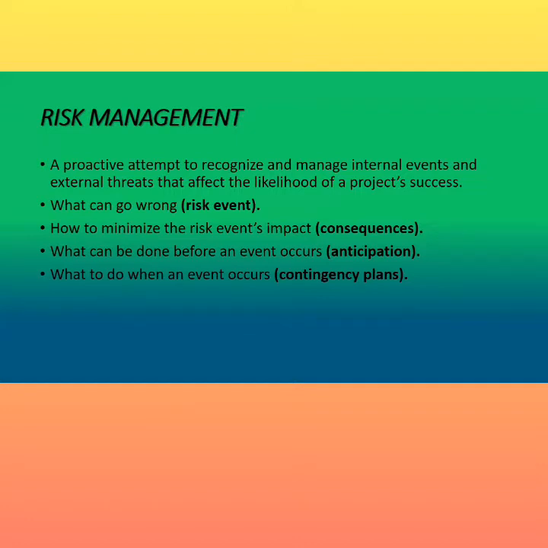So this is something like we are going to do, some scheduling of the event. And the last one is what to do when an event occurs. This one is under the contingency plan. The contingency plan is the planning that we are going to do to make sure we are prepared if something might happen during the event. Next.